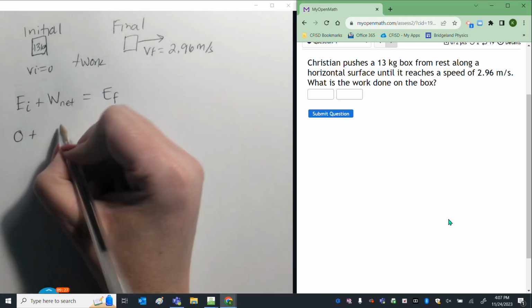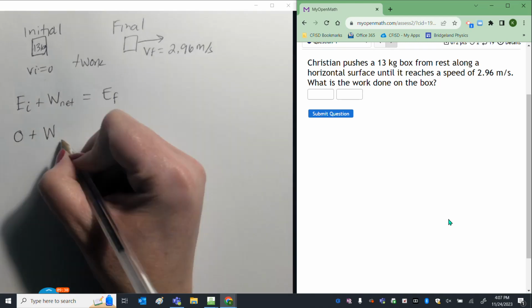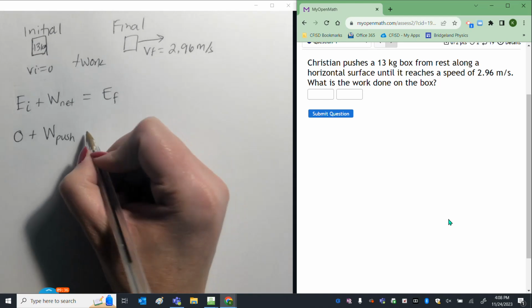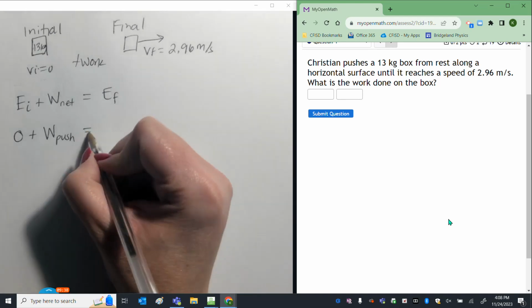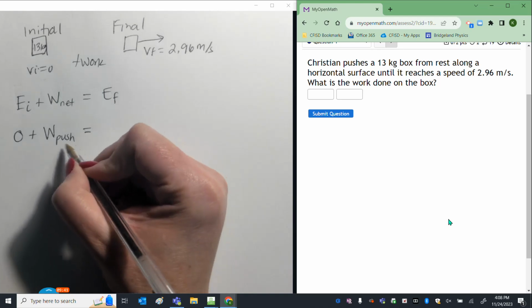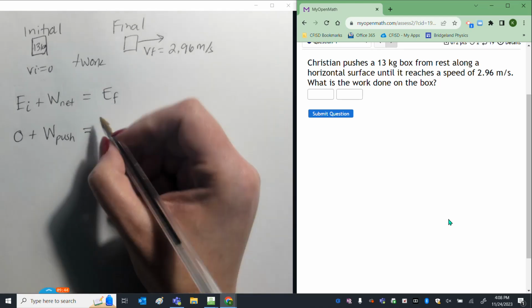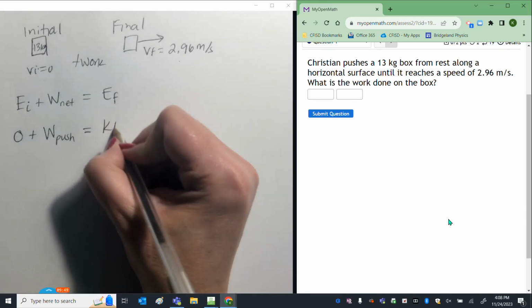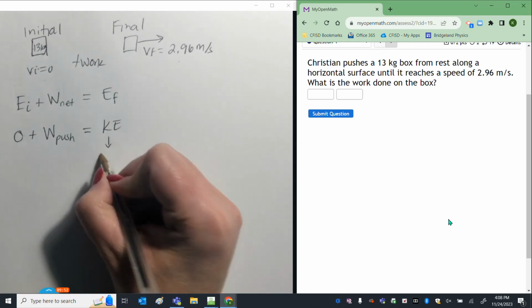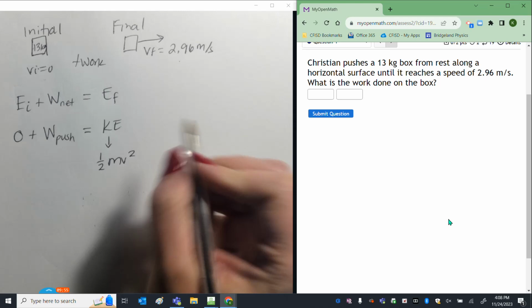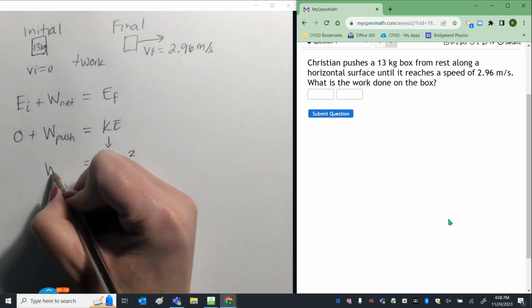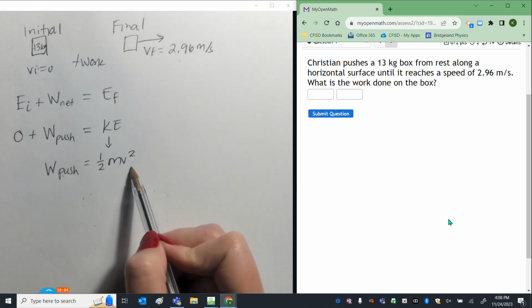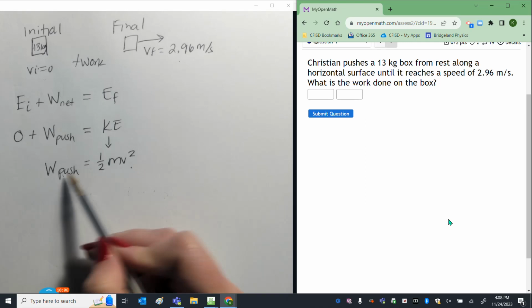Work done on this system, again, that's going to be the work from that push. There's no other work mentioned. There's no friction here that's mentioned. So it's just that. You can leave it as net work if you want, but the work done on the box is going to be this right here. And then that final energy is kinetic because we have motion here. Again, the equation for kinetic energy, we can substitute in 1/2 mv squared, and that energy that it has is going to be due to the push it received. So the work that was done on the box will equal the kinetic energy it has at the end. This is the work energy theorem.